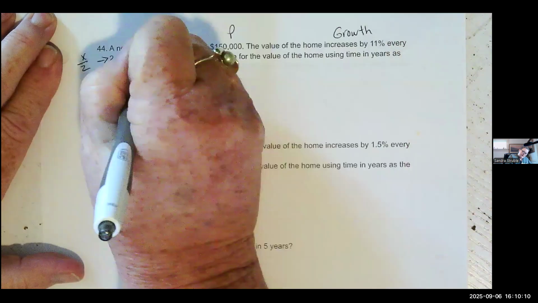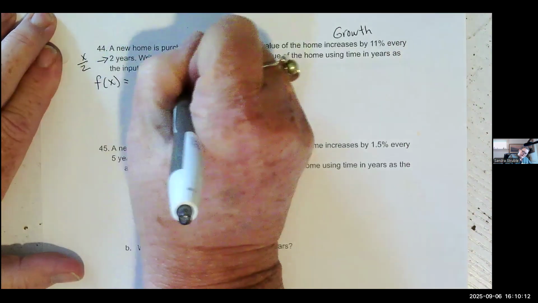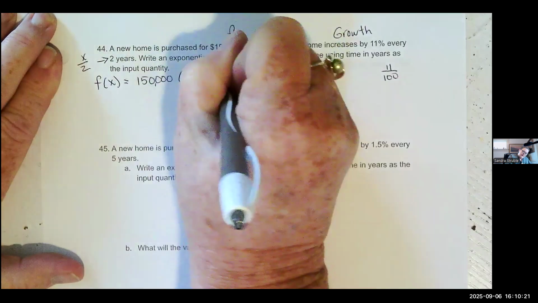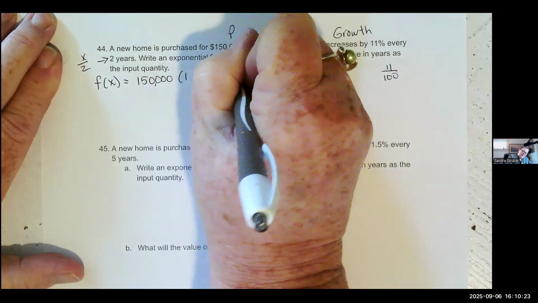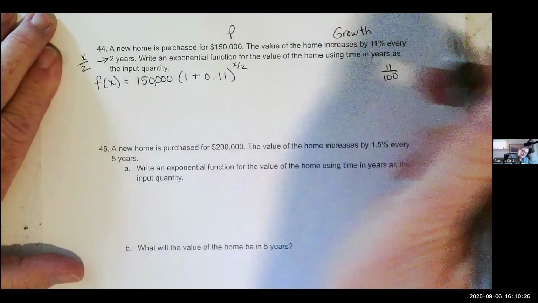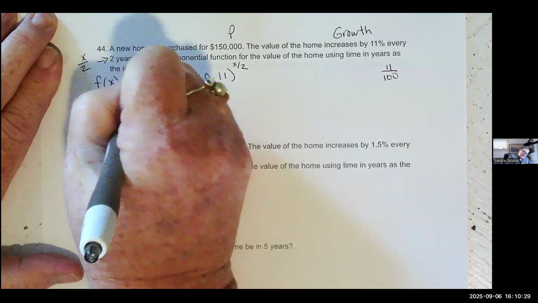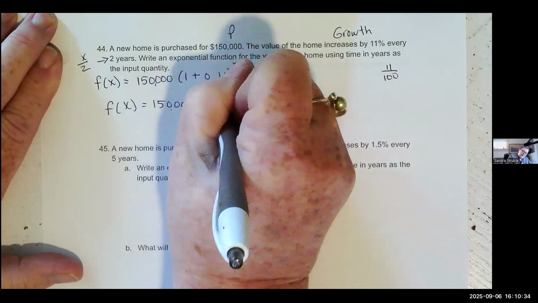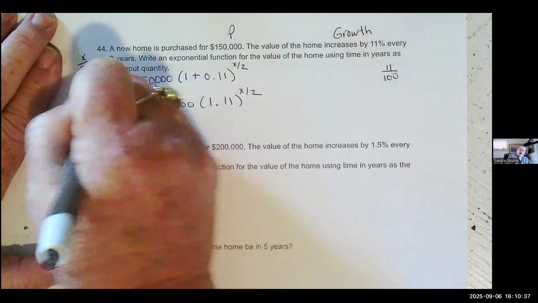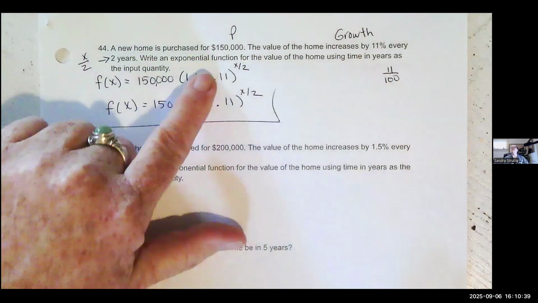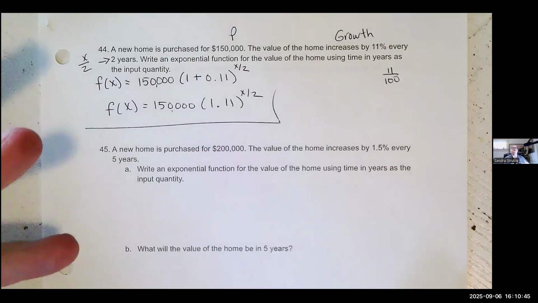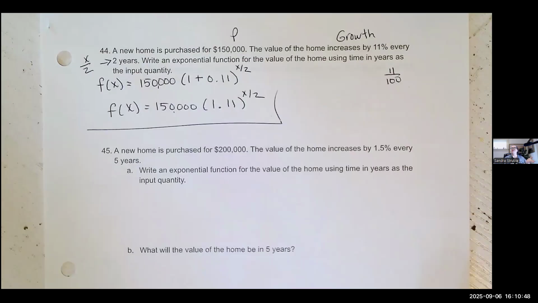The initial value is 150,000. And it's 1 plus because there's growth. 11 divided by 100 is 0.11. And then my exponent is x divided by 2 because it's every 2 years. The last thing is to make sure that you simplify everything. So 1.11 to the x over 2. I will take points off. Okay, you need to do this. If you don't do that for 10 questions, that's 10 points off your exam. So you already have a 90 just for not adding or subtracting 2 numbers.